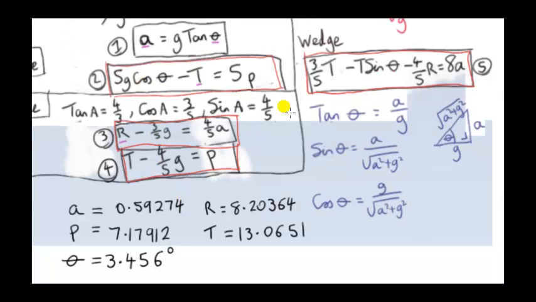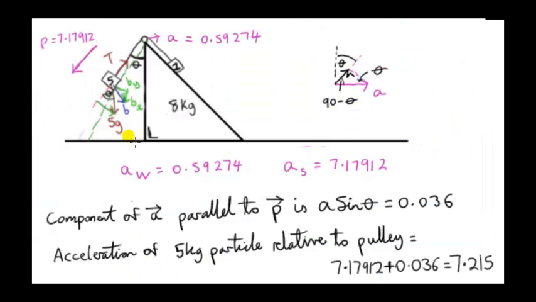Now these 4 equations are very complicated to solve by hand, so I used an online program to solve them. And these are the values I got for A, R, P, and T. Now once we know what A is, well, we can use tan theta equals A over G to solve for theta. So we found the acceleration of the wedge. It came out to be positive, so indeed the wedge is moving in the positive direction, which is to the right. That was the positive direction for the wedge.